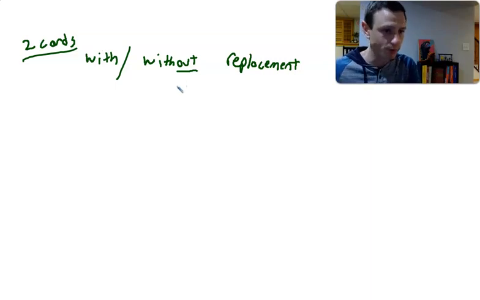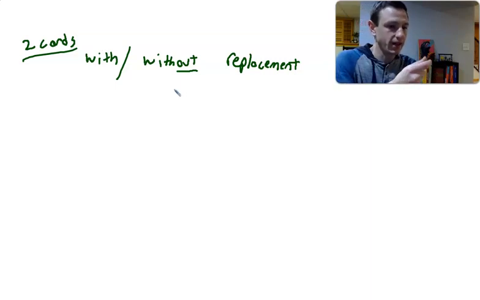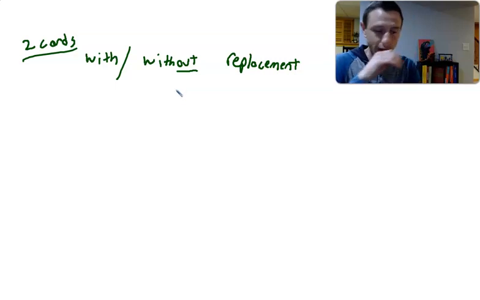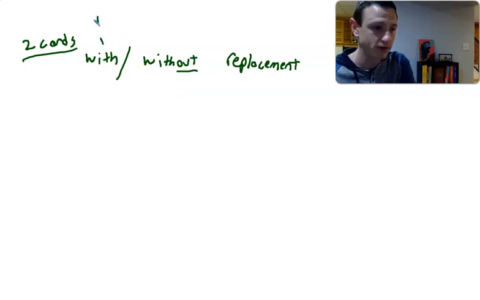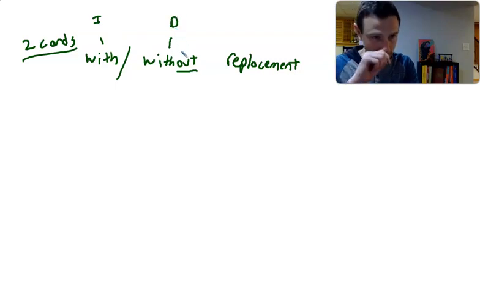The word without replacement means I am taking the card out of the deck, I'm observing it, and I'm putting it off to the side. So then the next card I grab, its probability of me grabbing that card is affected by that previous grab. So these events are dependent. So with is independent, and without replacement is dependent.